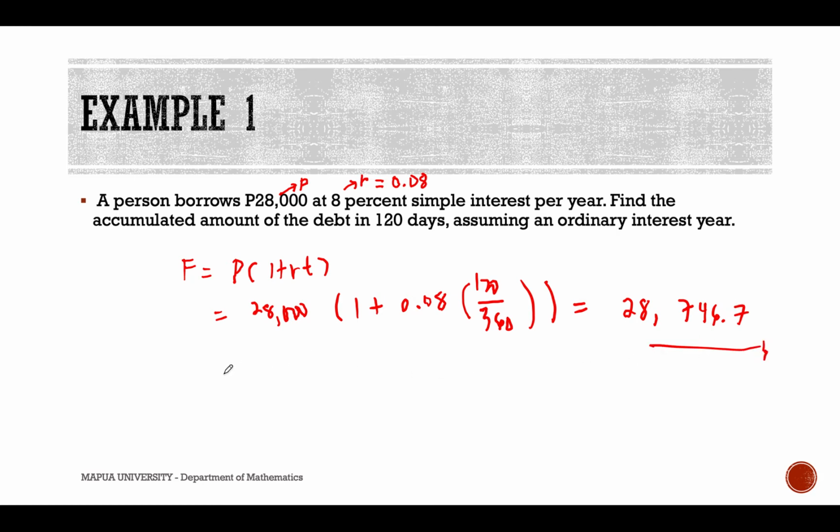If you want to find the total interest earned, that is just the difference between the future value 28,746.7 minus the principal value 28,000. So the total interest is 746.7.